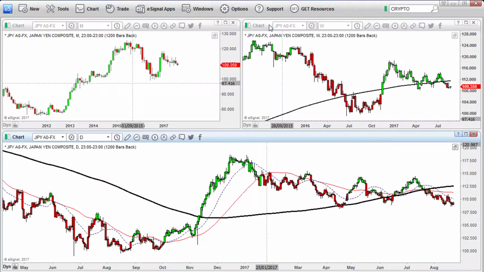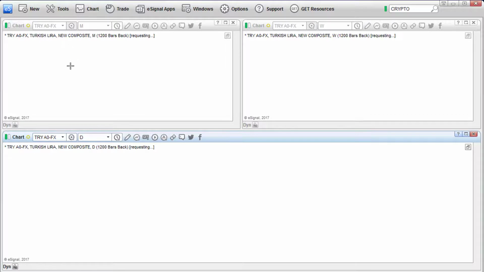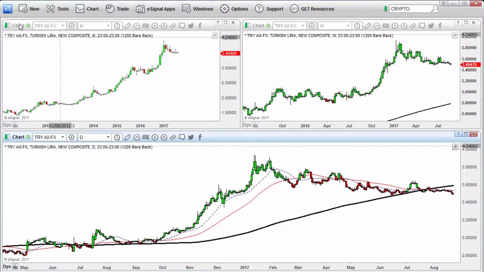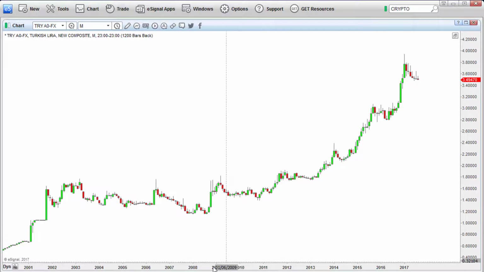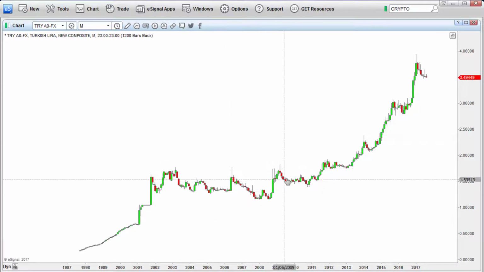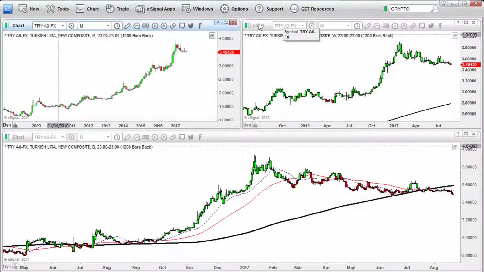And the last one I'm looking at is US dollar Turkish lira. Now on the monthly chart, we can clearly see that this is heading in an upwards direction. We have pullbacks along the way, but overall we are heading in the upwards direction. Currently we are experiencing a pullback. Let's look at the weekly chart.